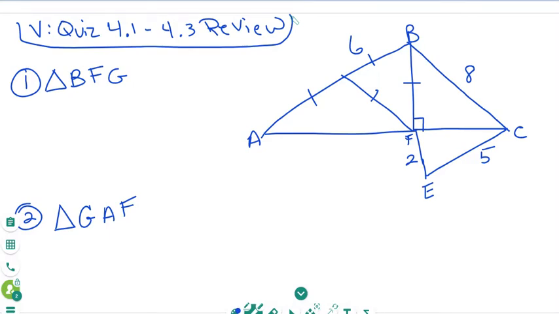This is the quiz 4143 review. We're going to take a look at triangle BFG. You'll notice that it has three congruent sides, which is going to make it equilateral. If it's equilateral, it means that the three angles are equal, so it's equiangular.